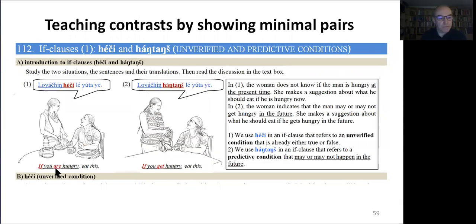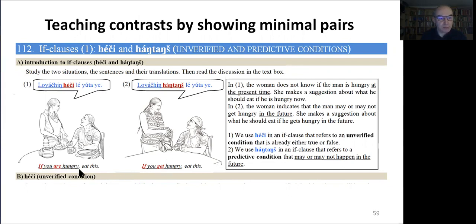So compare, if you are hungry, eat this. She's trying to verify whether her husband is hungry at this point. In the second situation, she says, if you get hungry, eat this. Here, she's predicting that during his trip, he will get hungry. And in this case, she's packing the food for him so that he can eat it.